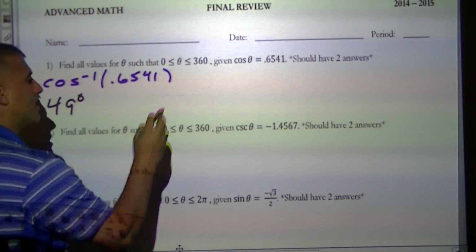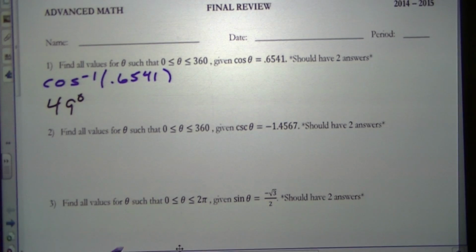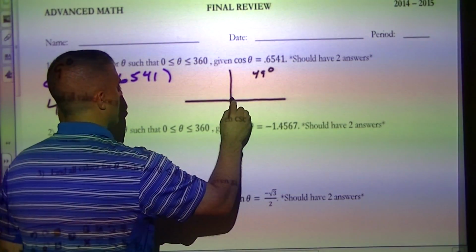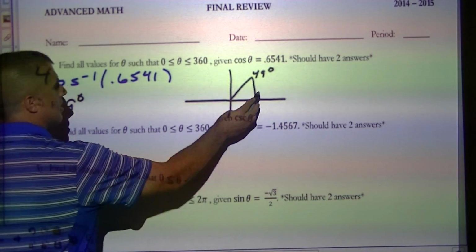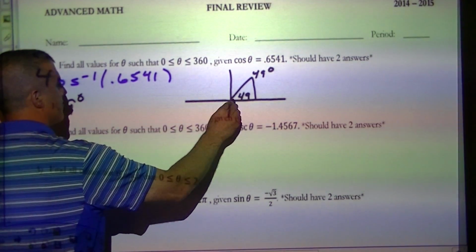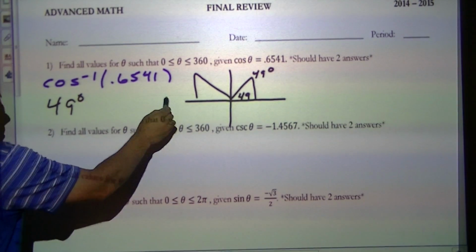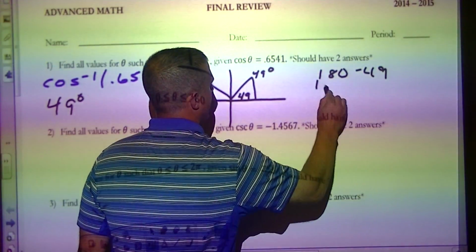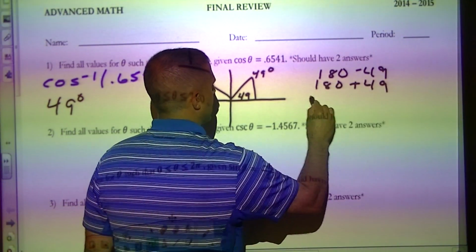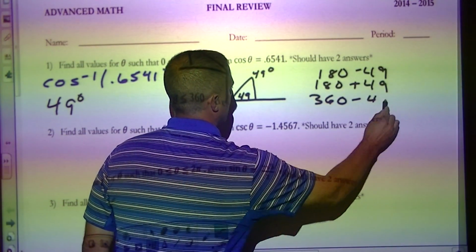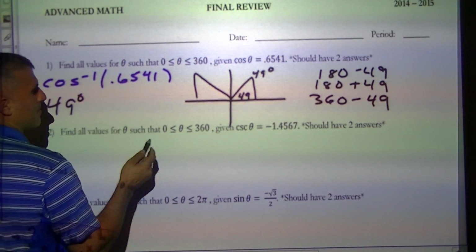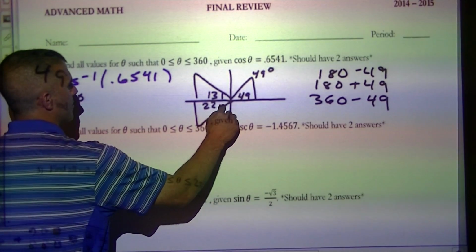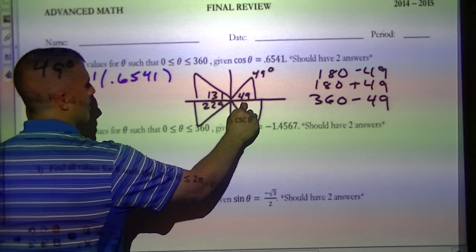As the directions say, you should have 2 answers. What you have to think about is where 49 is. 49 degrees would be here, so I would have triangles. To get this triangle here, I do 180 minus 49. To get the other triangle, it's 180 plus 49. And the other one is 360 minus 49. Going around, that's 131, 229, and 311.